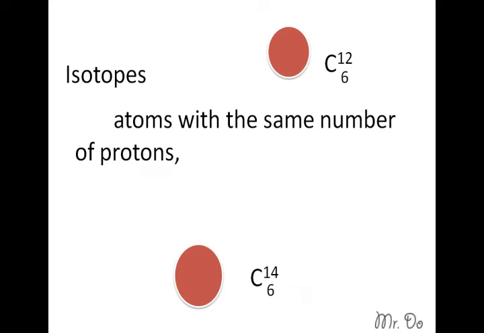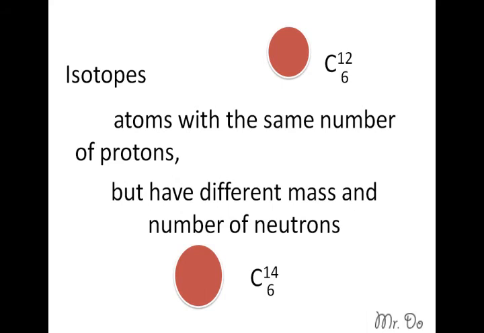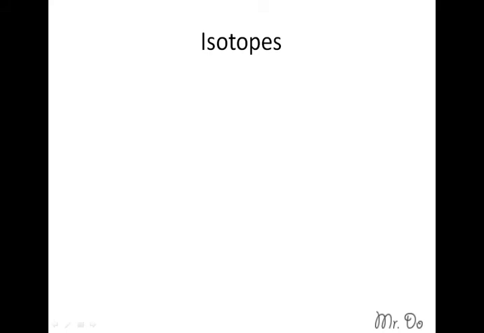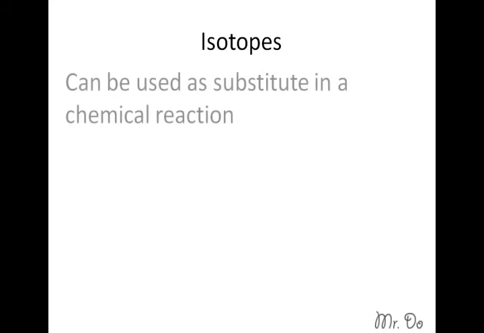However, isotopes have different mass numbers. That's the number on top. So the first one is called carbon-12, and the second one is called carbon-14. And with different mass, they have different numbers of neutrons.